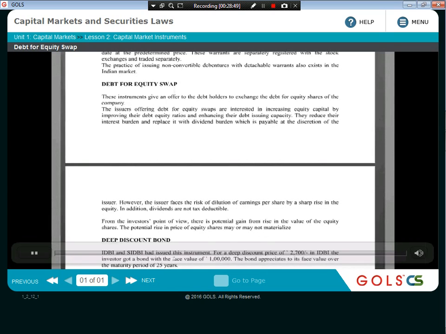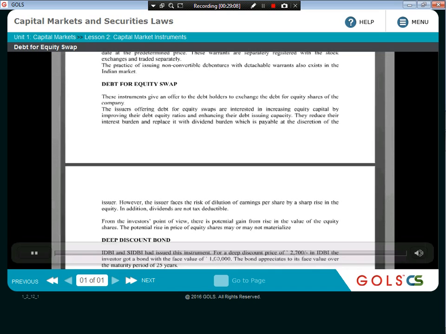Shareholders converting to debt, I have not heard it. Debt to equity, I have heard. I've not really heard equity to debt. So debt to equity is, it depends.